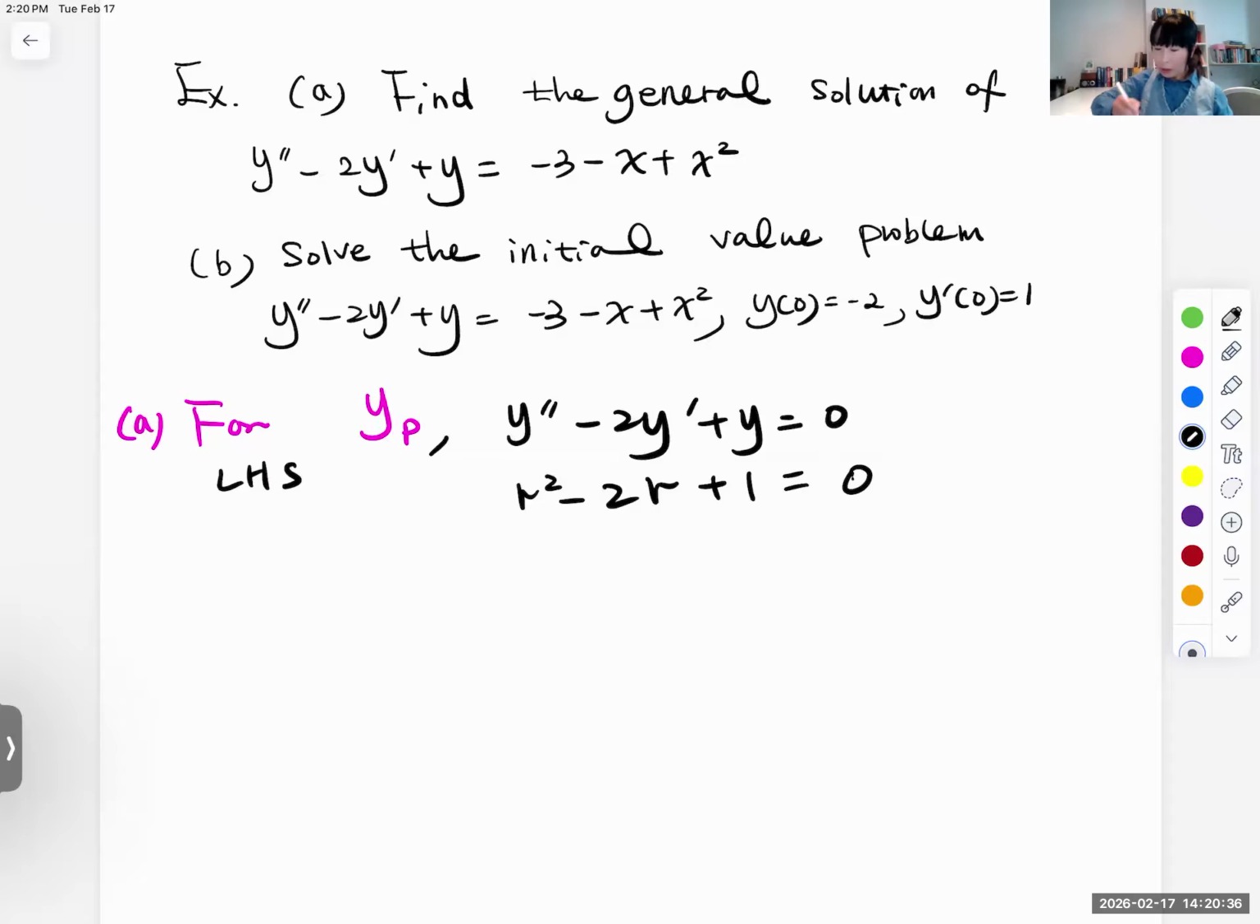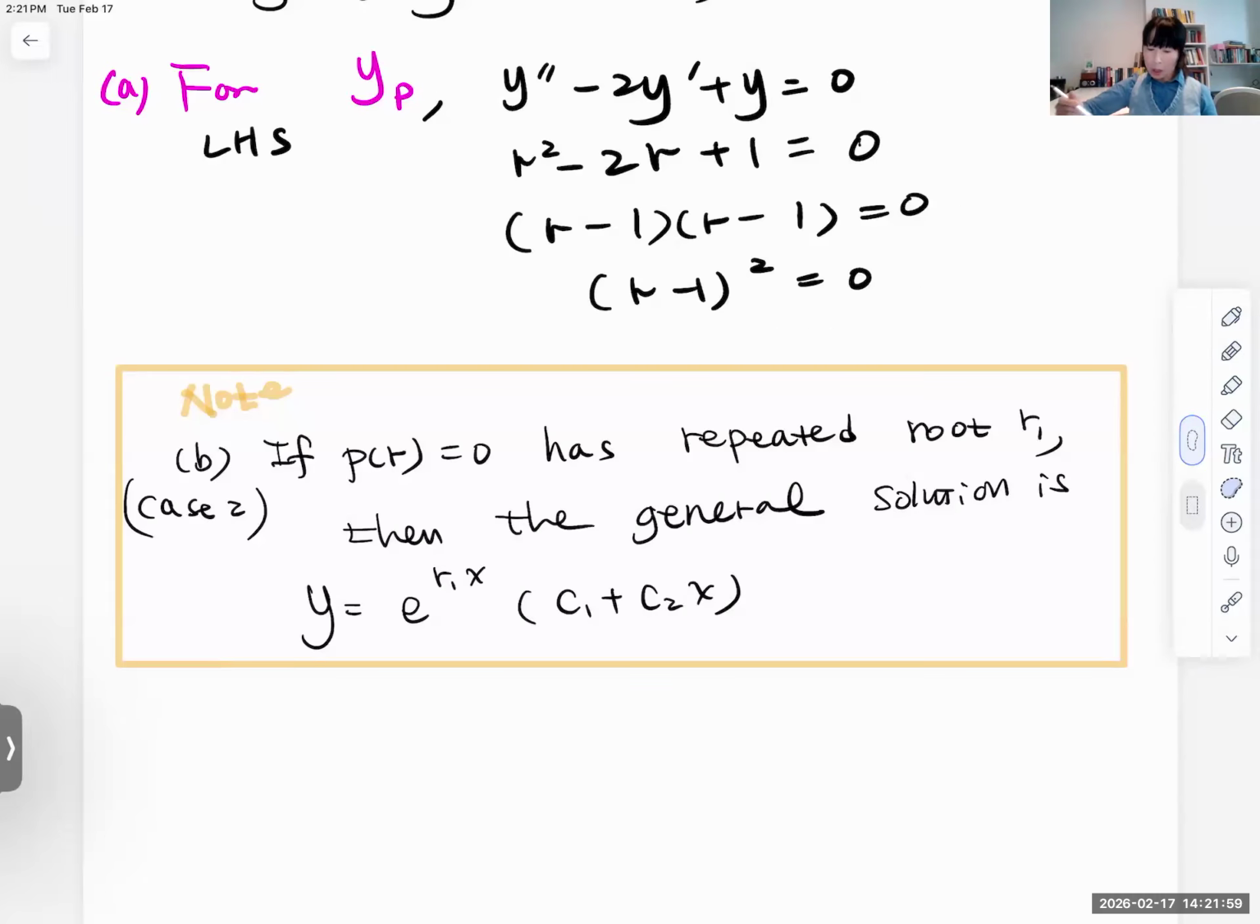Can you factor this? r times r. How can you factor 1 and 1? Negative, negative. Now that means (r minus 1) squared equals 0, so we have a root 1 with repeated. Let me bring the note here. So we had a repeated root.